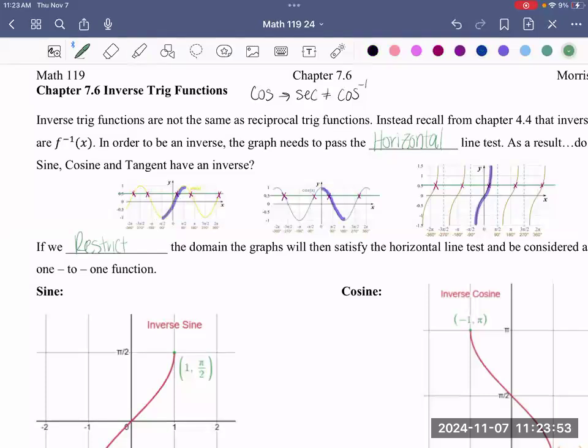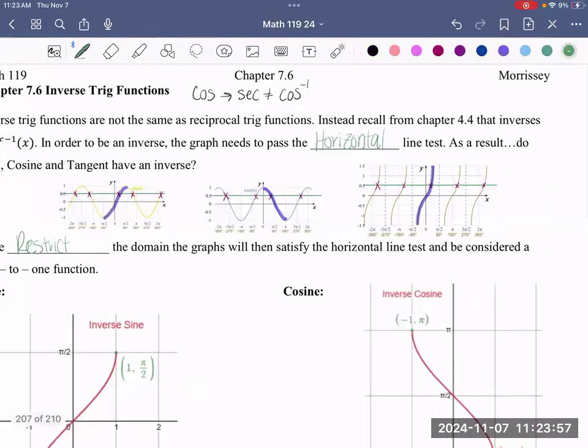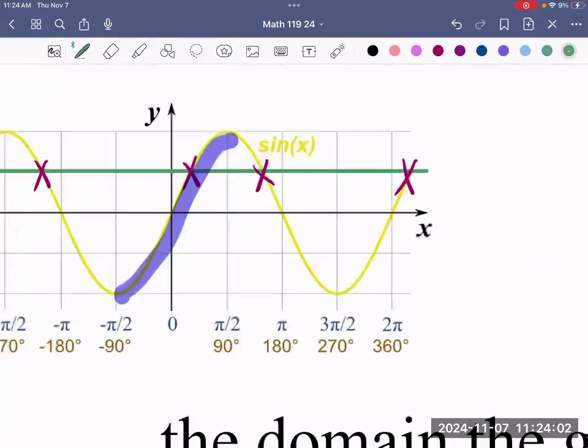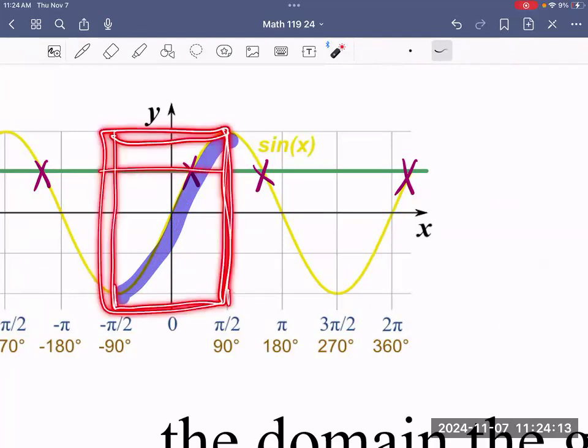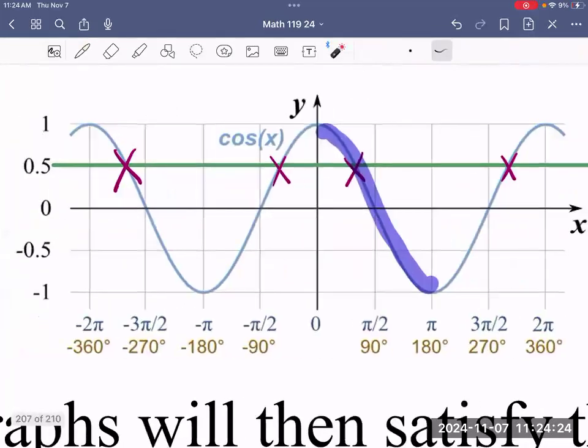If we restrict the domain of the graphs, then it'll satisfy the horizontal line test and be considered a one-to-one function. Notice that I have this highlighted portion. That highlighted portion is going to be my restriction. I'm now going to take this tiny little sliver of my sine graph, and notice that when I run this horizontal line through, it's only going to touch my sine graph once, so it should now have an inverse based on that restriction.